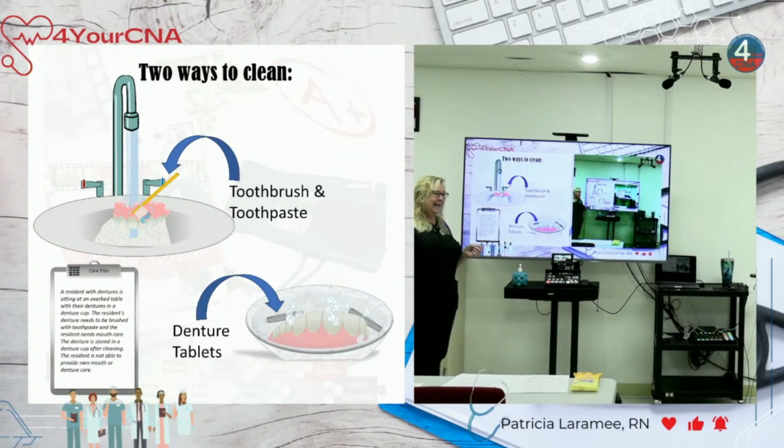Your patient will determine which method they want used. Okay? Most people that make dentures will tell you that denture tablets, putting them in a cup with water and the fizzy tablets, is the best option. But sometimes our patients want their dentures cleaned with toothpaste. So how do we know which method to use? The care plan. Because as the nurse, when I go in and I do the assessment and I'm head to toe looking for real problems and potential problems, this is definitely going to be on the list.